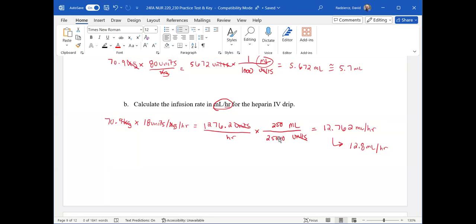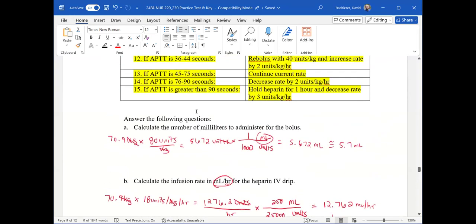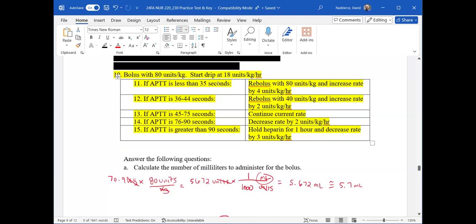Occasionally, and you'll probably see this more in fourth semester, my assumption is they might ask you a follow-up question, and I'll say, okay, after 6 hours, they retest the patient. They test the patient's APTT, their clotting time, and they find that it's whatever the value is, 43 seconds, whatever happens to be. Then it says, what do you do with that information? So you have to look at the box here for what happens after the 6 hours.